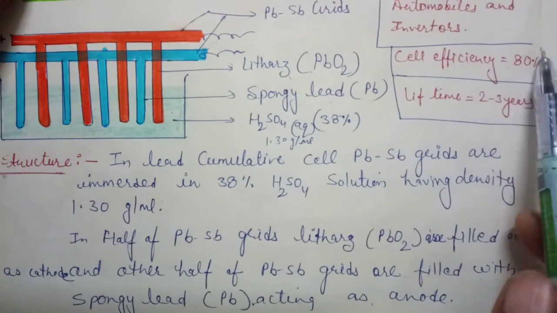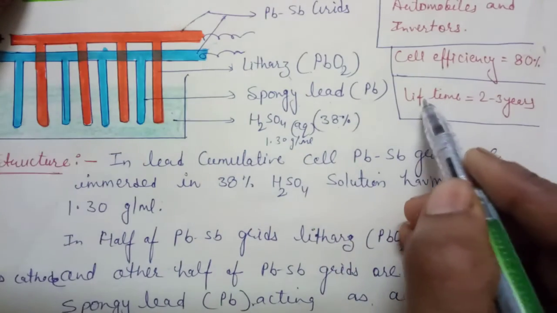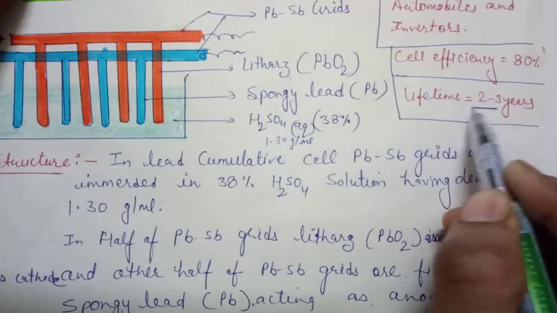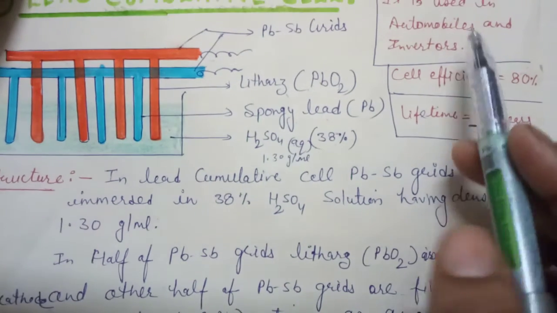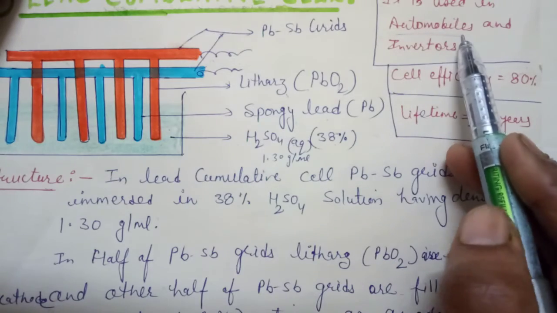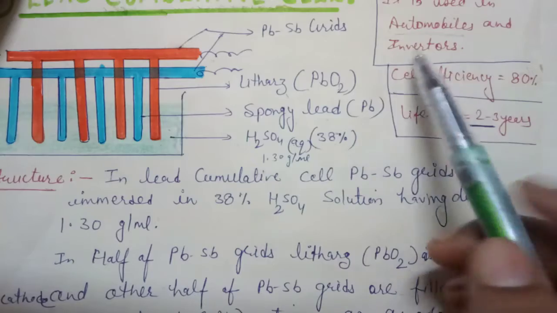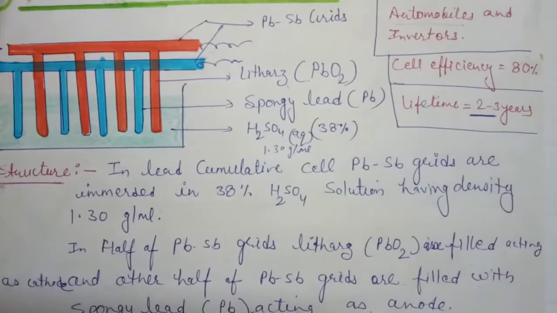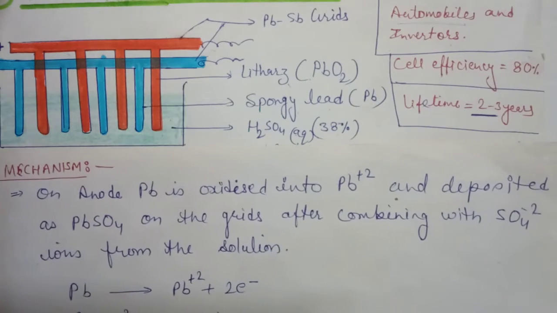80% efficient is this cell, and its lifetime is much more, 2 to 3 years. It can be used for 2 to 3 years, and it is used in the batteries of automobiles, cars, tractors, trucks, buses, etc., and inverters. Okay, now we will see the mechanism of the lead accumulator cell.